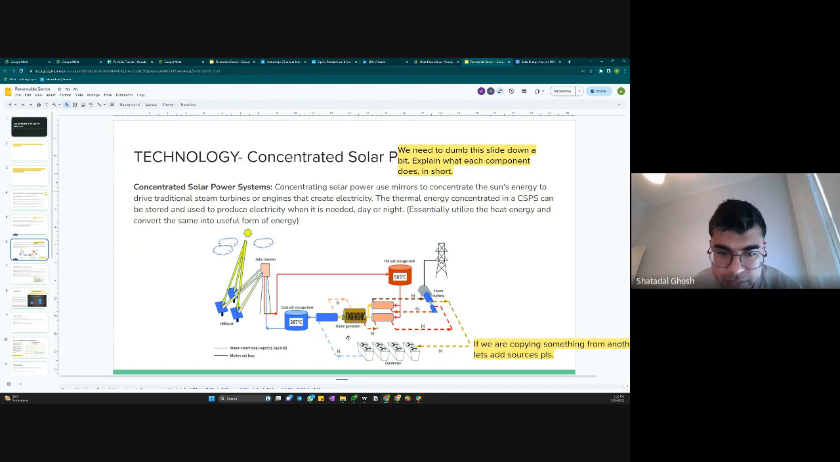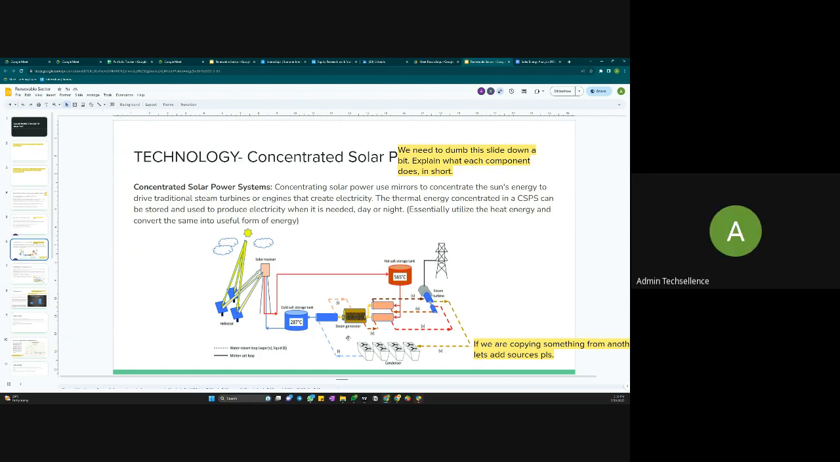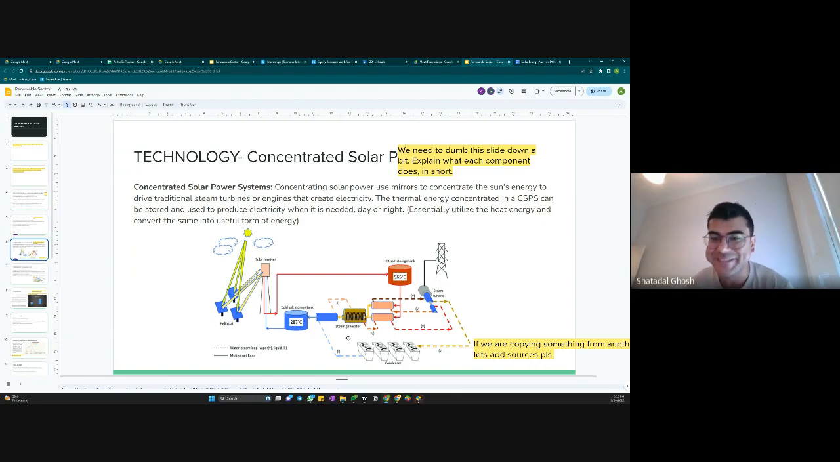So, for example, what's a condenser? If we weren't mechanical engineering students, we wouldn't know what a condenser is. All three of us are mechanical engineers. Do you know that? Yeah, I sent those LinkedIn pings.